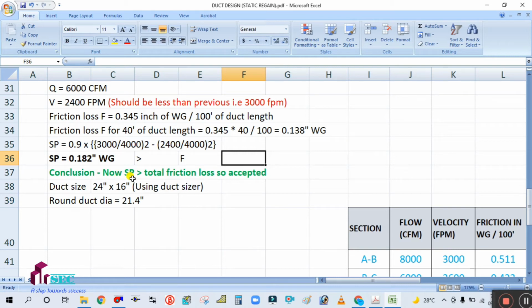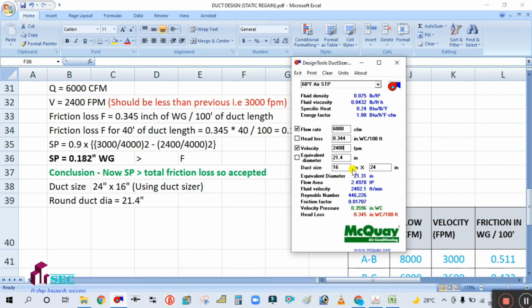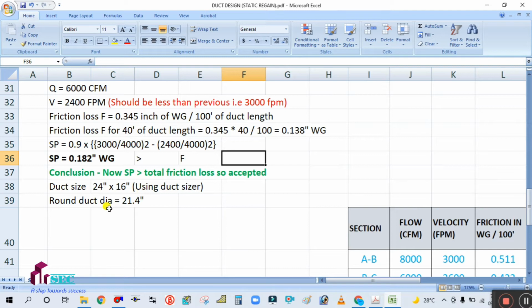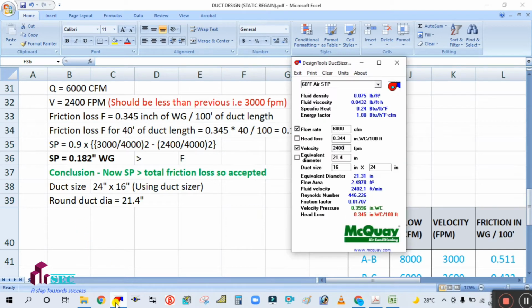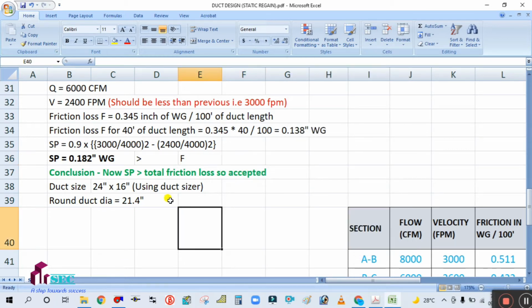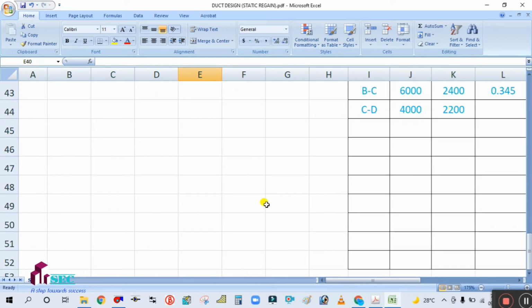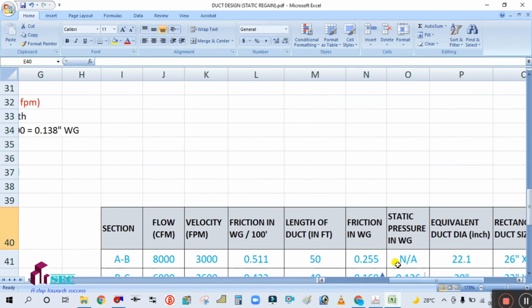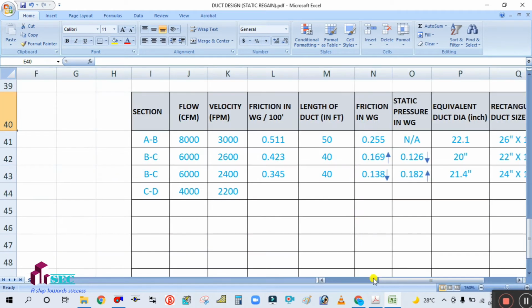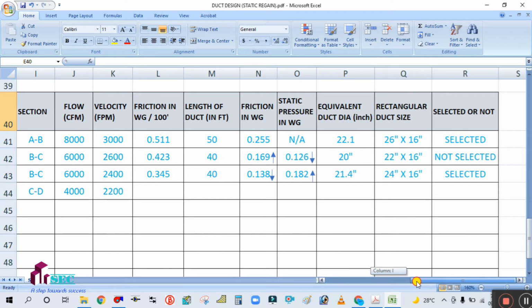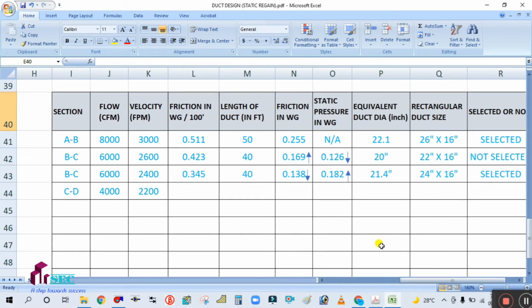Conclusion: now the static pressure is greater than the total friction loss, so it is accepted. Now check the duct size using the duct sizer: 16 inch by 24 inch. The round duct diameter is 21.4 inch, so this duct size is accepted. Similarly, you have to calculate for the other sections. Now we are using this table, which is very simple. I have prepared this table.